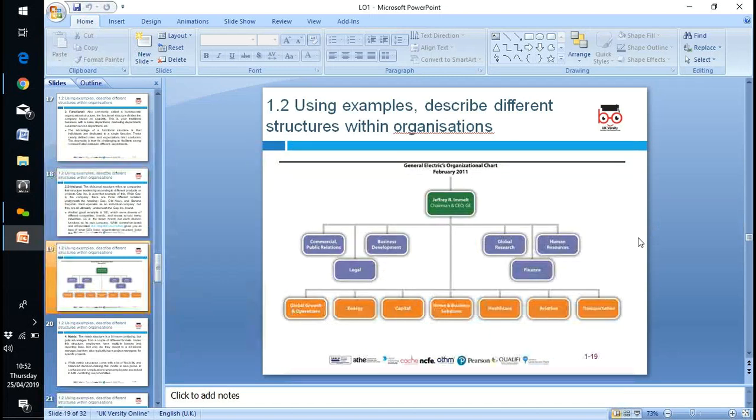So the General Electric chart will look something like that. It's got a whole range of different things: business development, commercial operations, legal department, global research, human resources, finance. And then it will have growth operations, energy, capital, home and business solutions, healthcare, aviation, transportation. All of these are within the group.